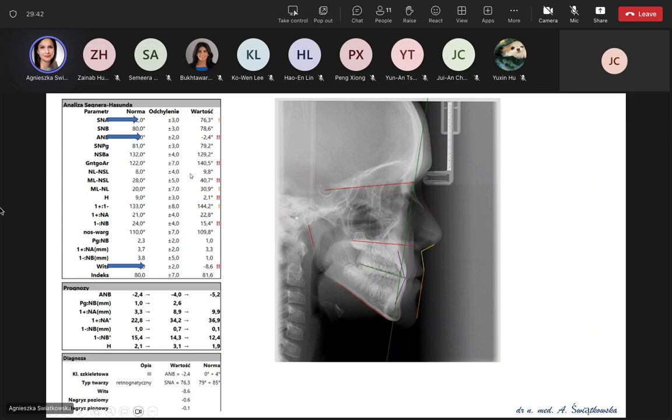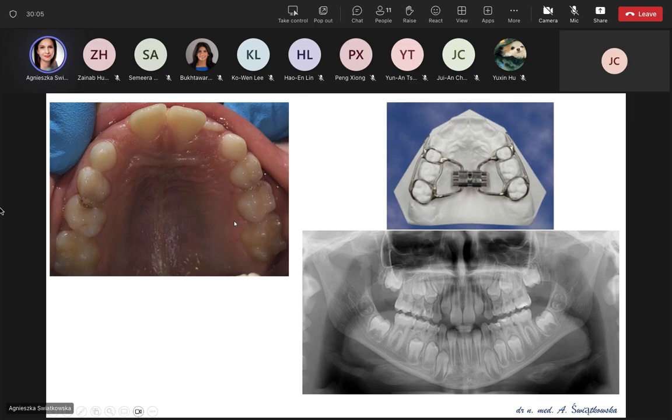Cephalometric analysis of this patient, you see that we have problem only in upper arch. SNA is smaller, SNB is correct. So if we look at A and B value, we have skeletal class 3 with underdevelopment of upper jaw. How do we treat this problem?